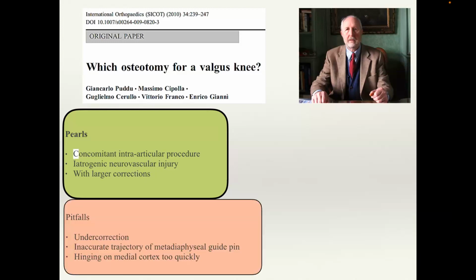Then, the pitfalls in lateral distal femur osteotomy are under correction, not maintaining the cortical wedge allograft at the native cortex during placement of non-locking compression screws in opening osteotomy, inaccurate trajectory of the metaphyseal guide pin, and hinging of the medial cortex being too quick.